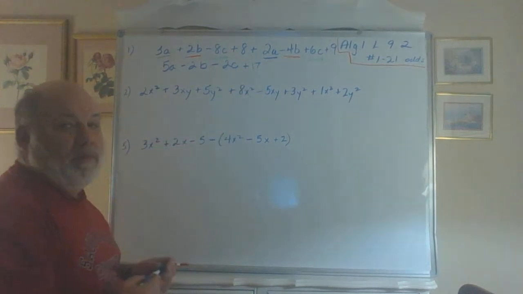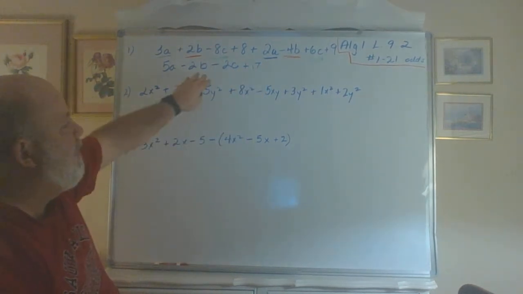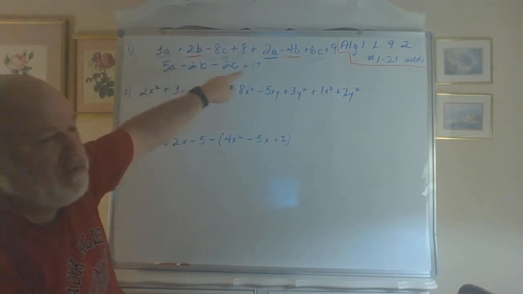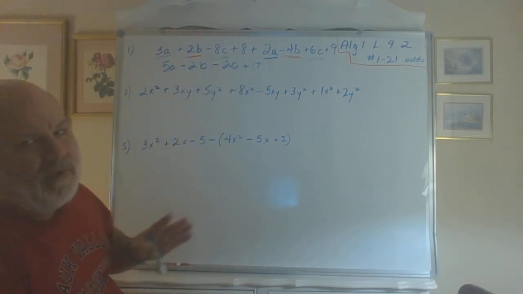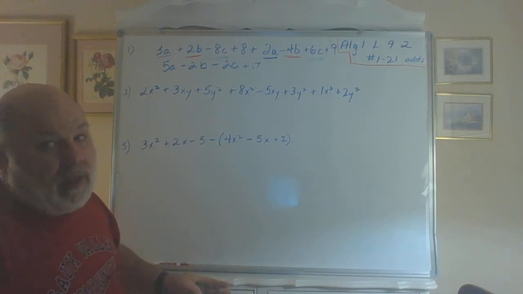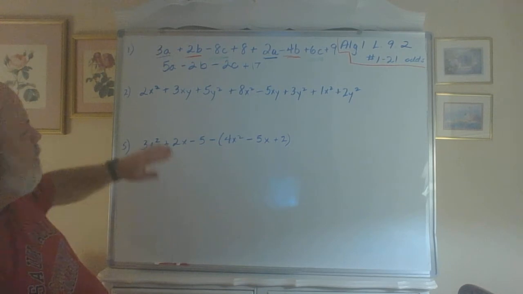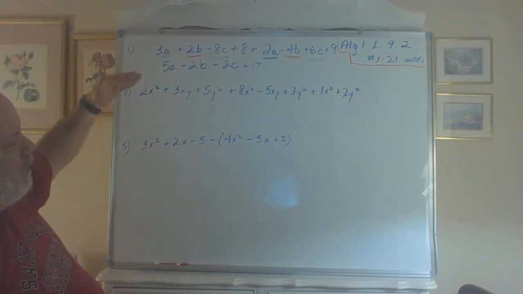I've had students in the past that get to this point, they have the correct answer, and then they think they have to do all this. They have to go 5 minus 2 plus 17. You can't. Those things are what they call non-like terms. You cannot add them.